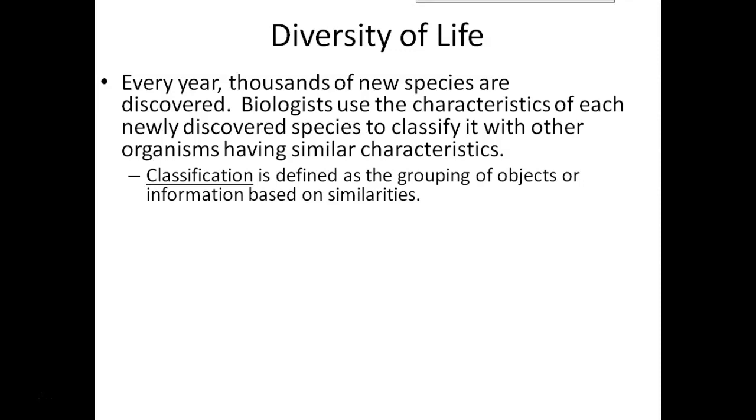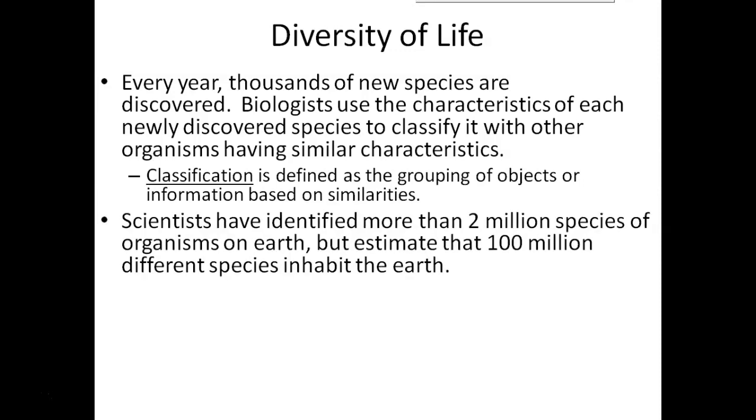So when we find a new species, we go through this process called classification. It's basically where we define animals based on what characteristics they have in common with other animals, or what characteristics plants have in common with other plants. So it's just like a grouping system to help organize the millions of species that we have on our planet.